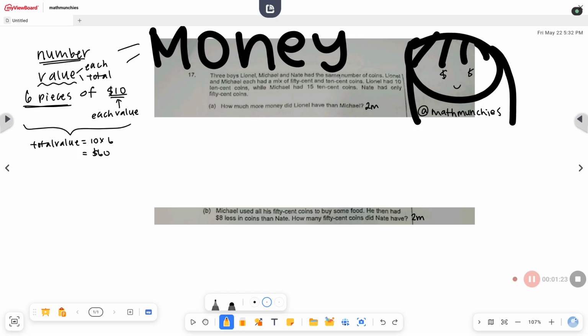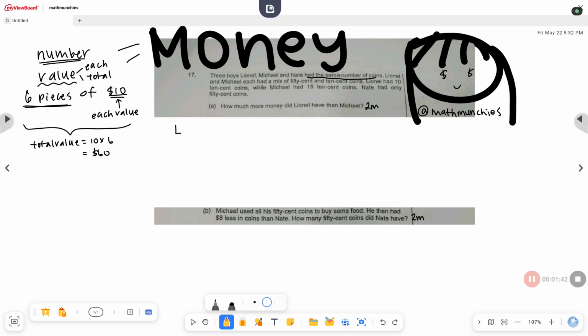So they say 3 boys, we have Lionel, we have Michael, and we have Nate. And they all have the same number of coins. The key thing is they tell you that they have the same number, so I need to be very careful. It's number. So my model is talking about number or value? Number. So I'll let the black be number.